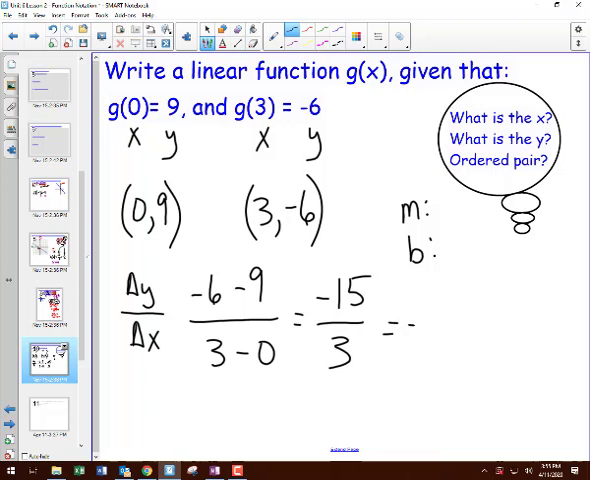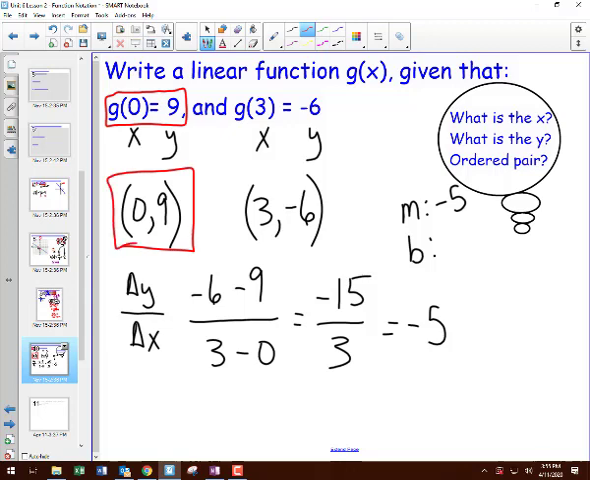So that should equal negative 5. Now that's my slope. Okay, so negative 5 is my slope, and now I need to find b. Remember, we talked about this where x is 0. Well, look up here, guys. x is 0 right here in this one.